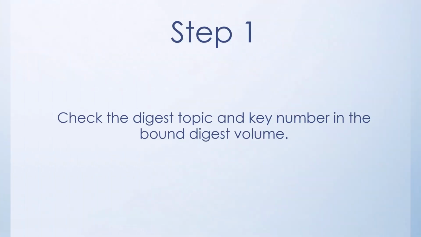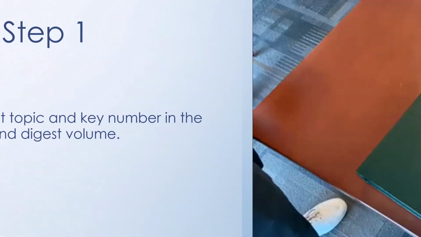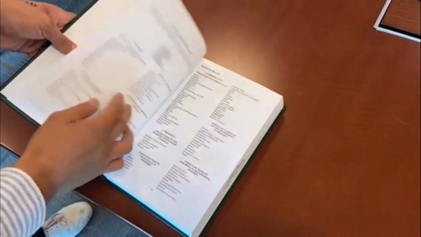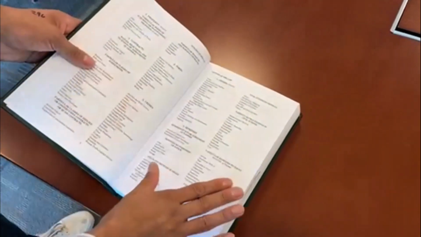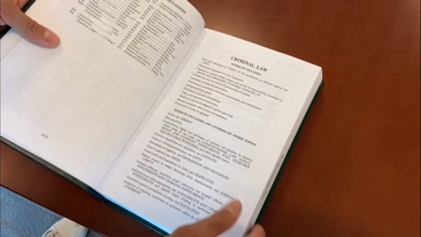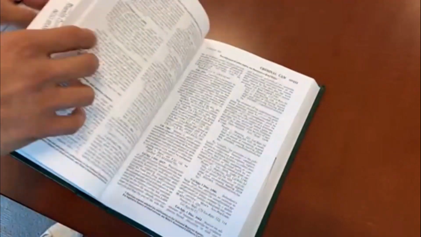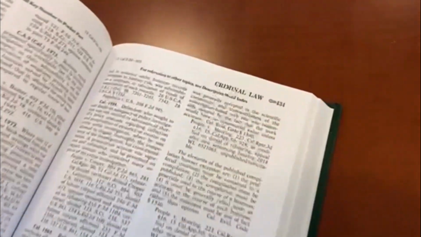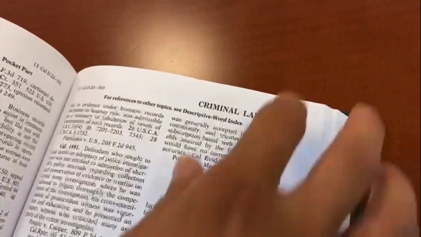Step 1. Check the digest topic and key number in the bound digest volume. Here I've asked Isaiah to turn to the first page of the criminal law topic analysis. You remember topic analysis, it's like the death and dead bodies topic analysis that we looked at earlier. Now I've asked him to look for key number 438 sub 7.